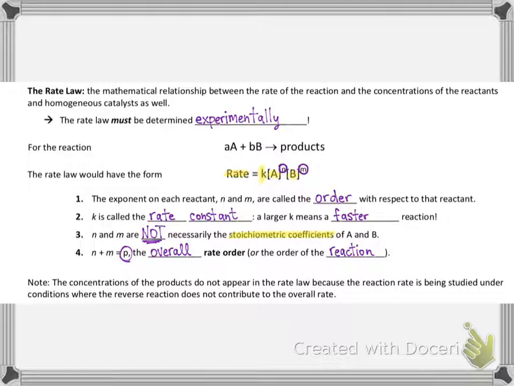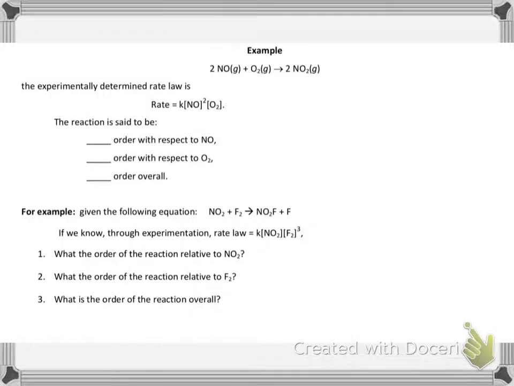Okay, so let's go ahead and take a look at an example. So here is a specific reaction and its rate law. Notice it is the experimentally determined rate law. So if you were describing this rate law, they want to know what's the order of the reaction with respect to nitrogen monoxide. Well, that means we just need to look at the exponent. It's to the second power, which means it is second order with respect to nitrogen monoxide.